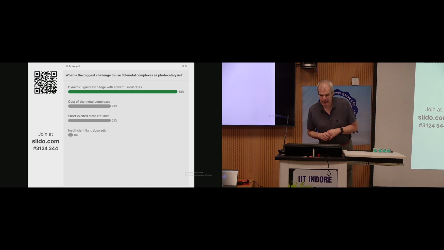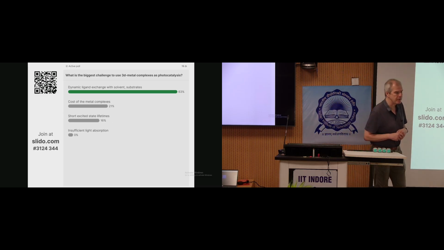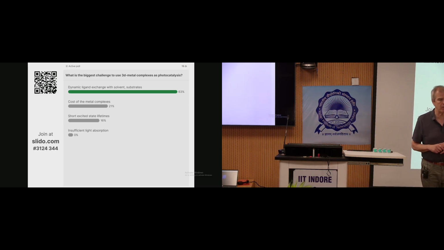The dynamic ligand exchange, that's an interesting issue with solvent or substrates. That is indeed why people said 15 years ago that 3D metal complexes are not good. Because in the ruthenium and iridium complexes, we didn't talk about this, but there the pyridine and the ligands they have stick on there and they are not exchanging. They are not really dynamic. But copper and iron, they do this. They get exchanged, like with acetonitrile. They start exchanging the ligands for acetonitrile.